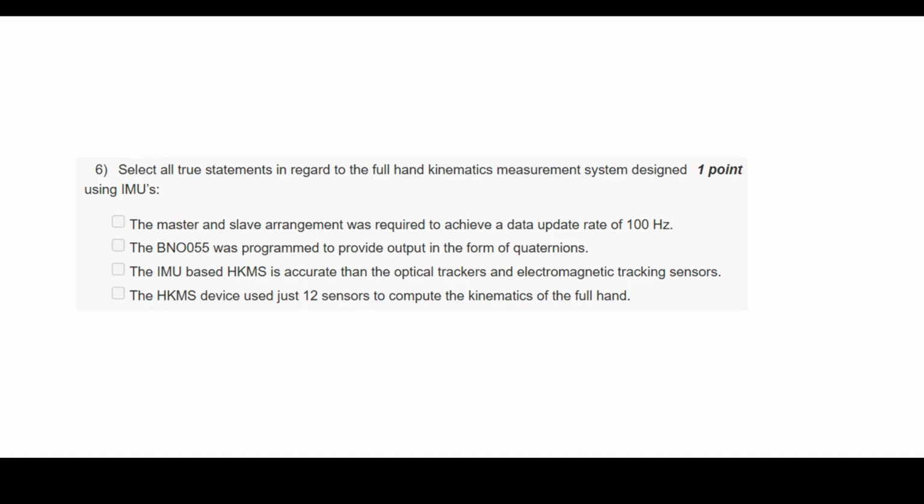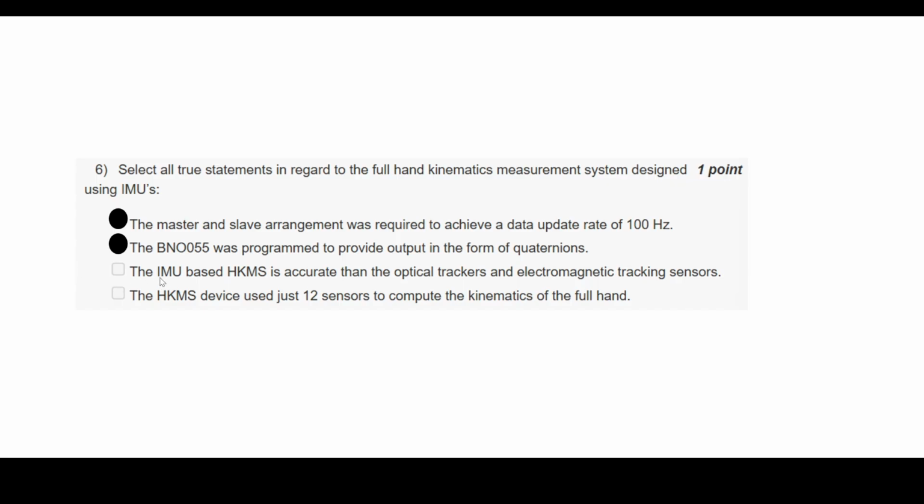Select all the true statements in regard to the full hand kinematics measurement system designed using IMUs. The master and slave arrangement was required to achieve a data update rate of up to 100 Hz. The BNO 055 was programmed to provide output in the form of quaternions. The IMU based HKMS system is more accurate than the optical trackers and the electromagnetic tracking sensors. The HKMS device used just 12 sensors to compute the kinematics of the full hand. Answers are A and B.